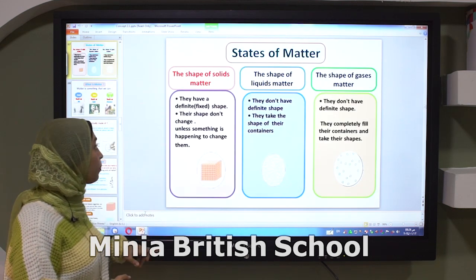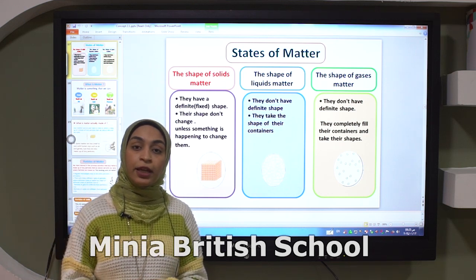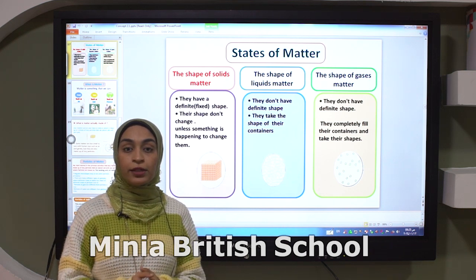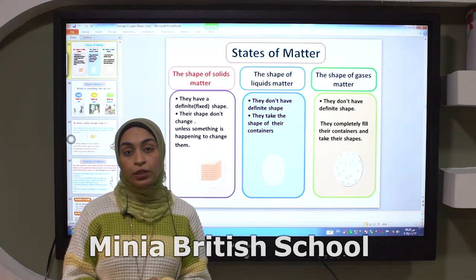First, we have to remember what is the meaning of matter. Anything around us is called matter, and it has mass and volume. What are the states of matter? There are 3 states of matter: solid, liquid, and gas. What is the difference between each state?